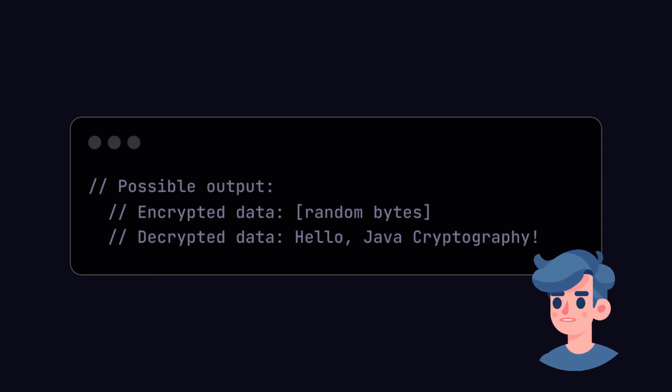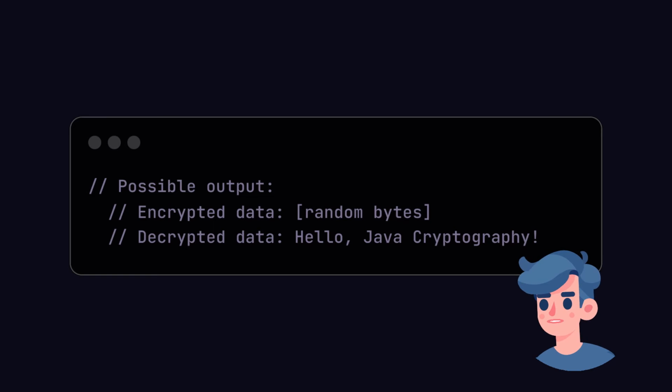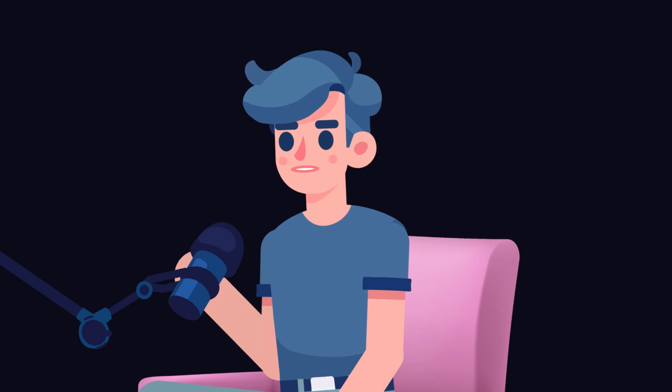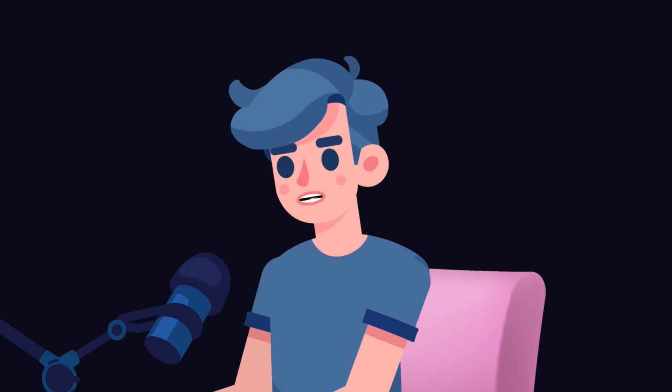Run the Main class, and you should see output similar to this. The encrypted data may look like a random series of bytes, while the decrypted data should display the original string. Great! We've successfully implemented basic encryption and decryption using AES in Java, but there's more to explore.